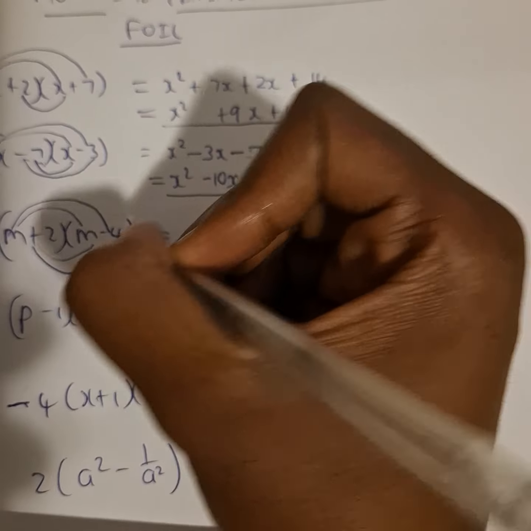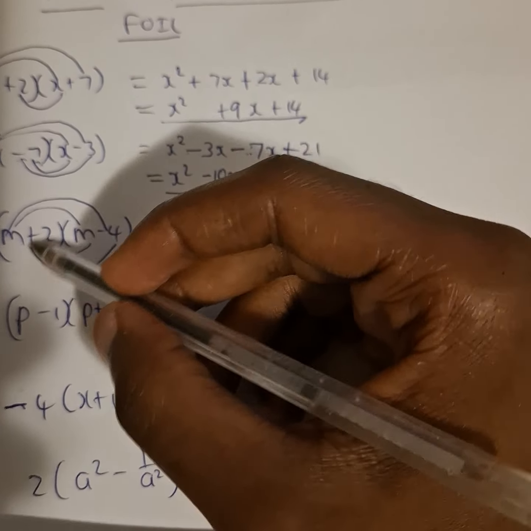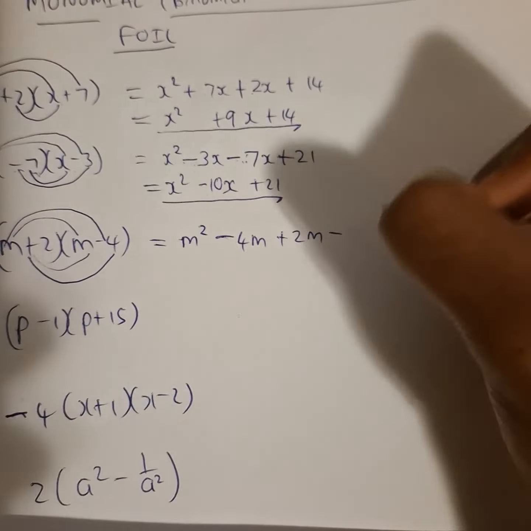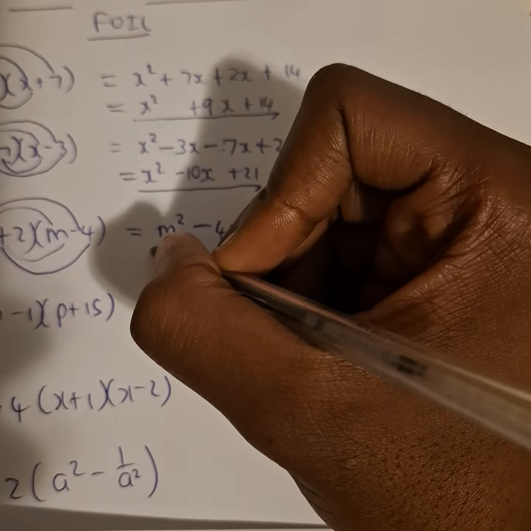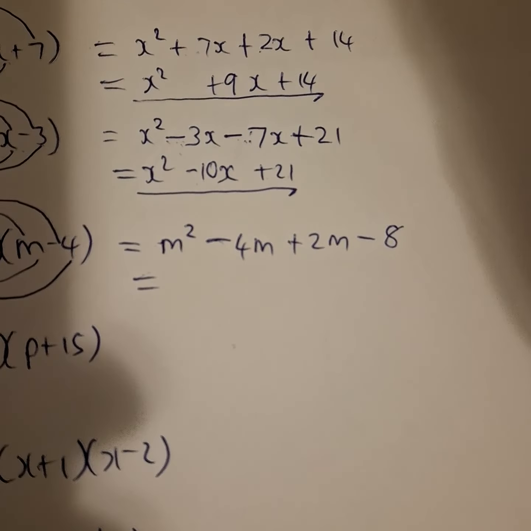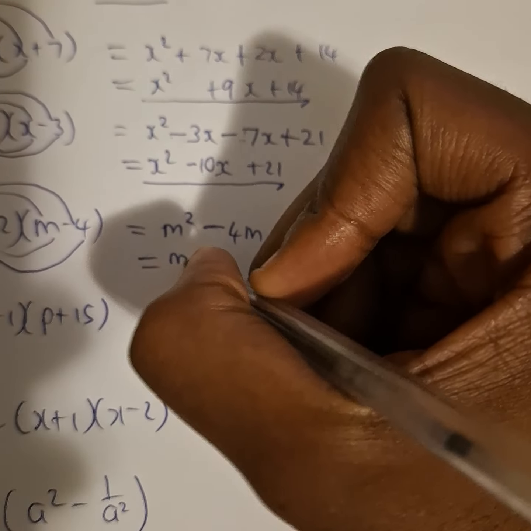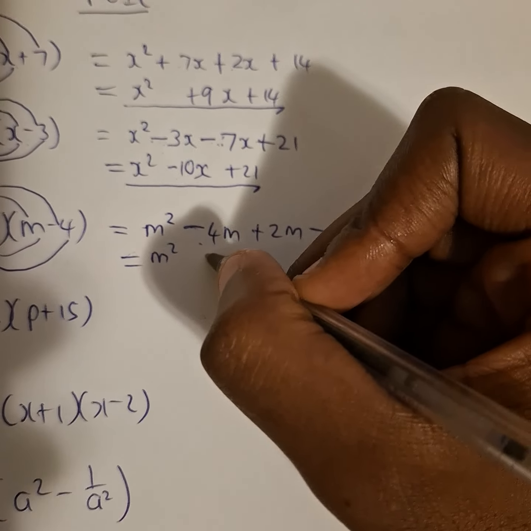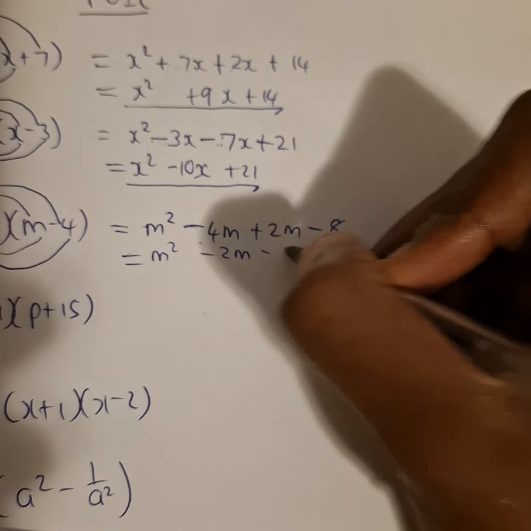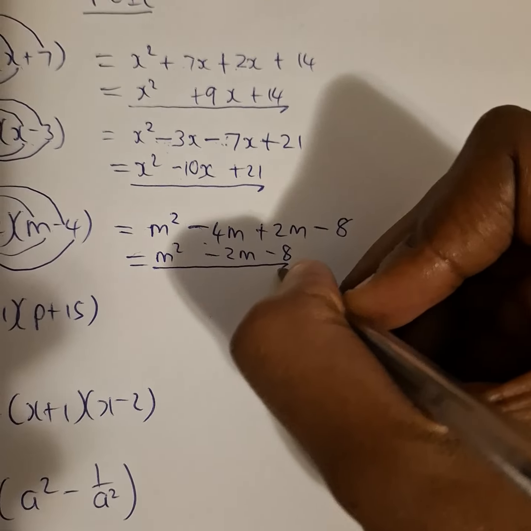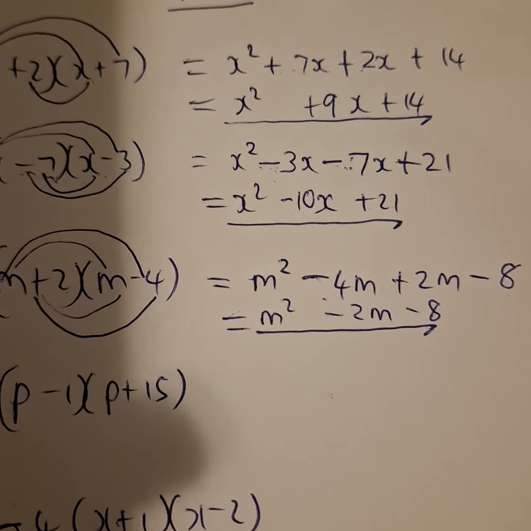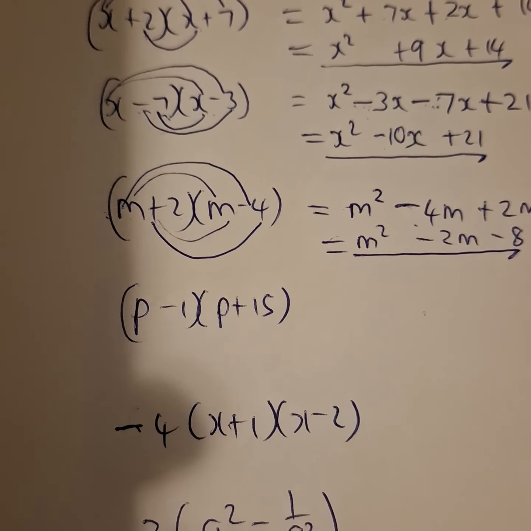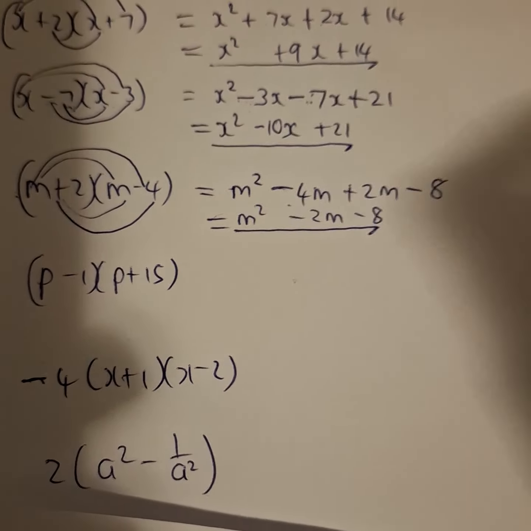Then positive times negative, our last term. Positive times a negative, negative. 2 times 4, 8. Then basically here now we are left with adding and subtracting like terms. So we just write M squared minus 4M plus 2M, which is negative 2M, minus 8. And that's that. Completed, concluded, done and dusted. Okay, let's move on to the next one.